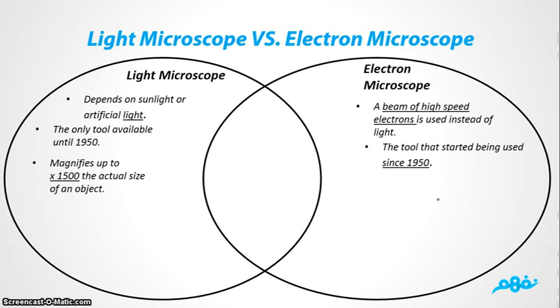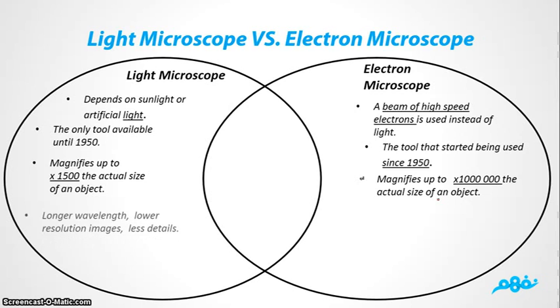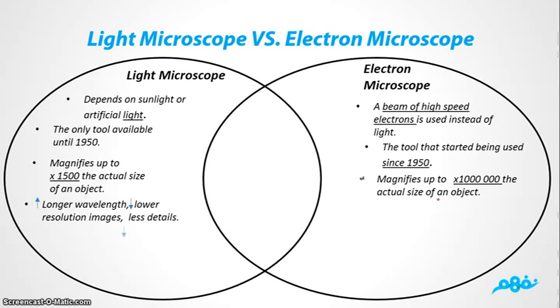Now, the magnification of the light microscope is up to 1,500 times the actual size, but in the electron microscope it's up to 1,000,000 times the actual size. Powerful. The light microscope is weaker because light has a longer wavelength, which gives images with lower resolution, and that makes us see and study less detail. Whilst in the electron microscope, electrons have shorter wavelengths, so it produces images with higher resolution, so we can see more details and study closer.